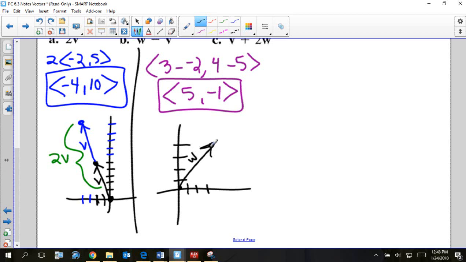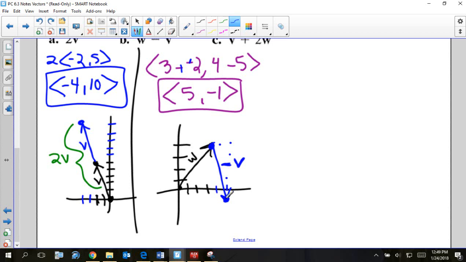So we're going to do opposite V. So V was -2, 5. So what's the opposite of -2? +2, and isn't that what I did up here? Didn't I add 2? So I'm going to go right 2 on the X. And then I'm going to go, instead of up 5, down 5. So we'll go 1, 2, 3, 4, 5. So -V is that vector, where we start at the end of W and we do the opposite of V, from W.